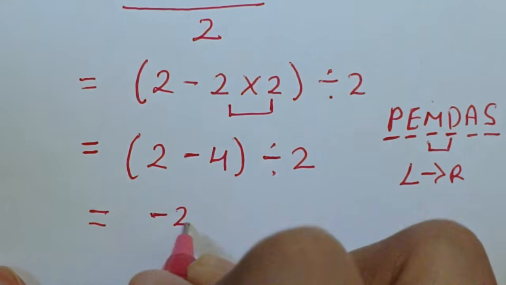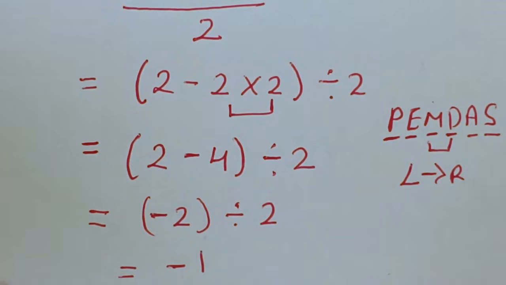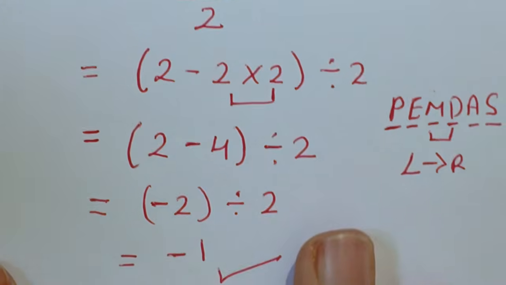Then here minus 2 will come. Divide by 2, which is minus 1. So minus 1 is the correct value for this expression.